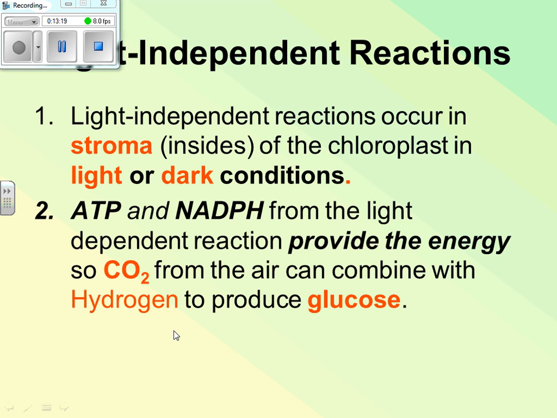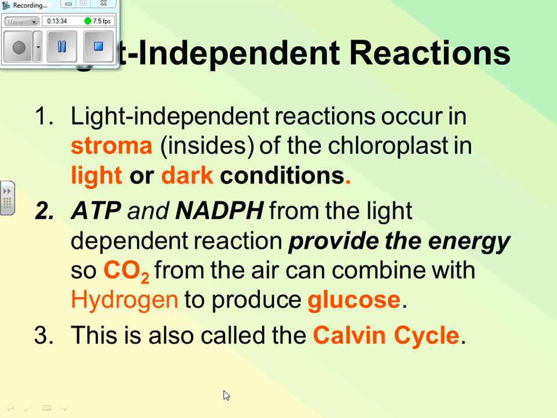And just keep in mind, glucose is C6H12O6. So we have the C and the O's from the carbon dioxide, we have the H's from the water, and the energy in ATP and NADPH combine these two together to make our sugar. Again, that's called the Calvin cycle.